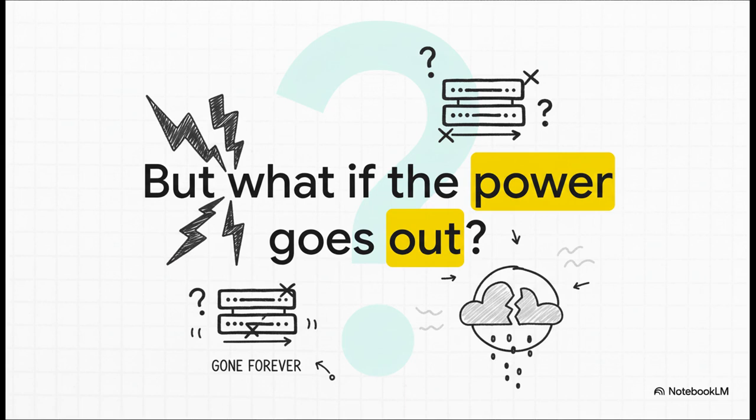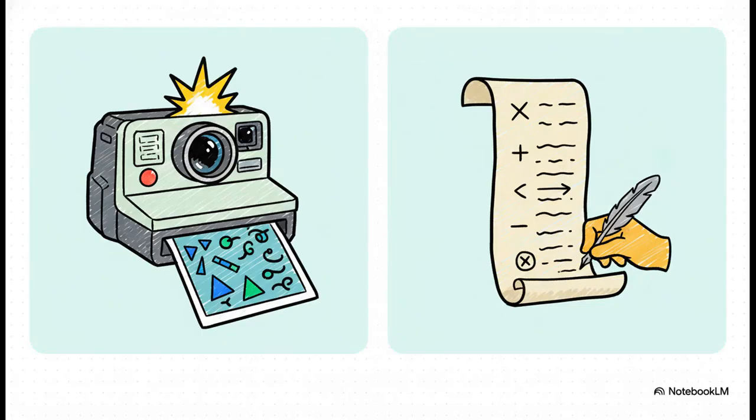Right. This is the question on everyone's mind. If everything is just sitting there in volatile RAM, what happens if the server restarts or the power goes out? Is all of our data just gone forever? Well, thankfully, Redis has this covered with two main options. The first is RDB, which takes periodic snapshots of your data. Think of it like taking a photograph of your entire data set at a specific point in time.